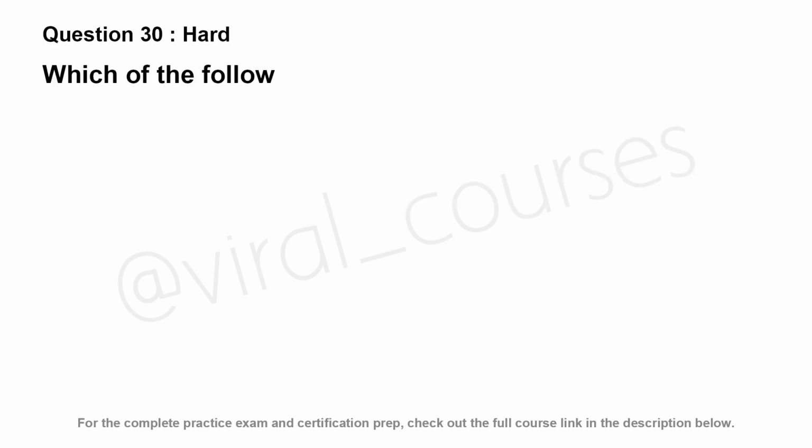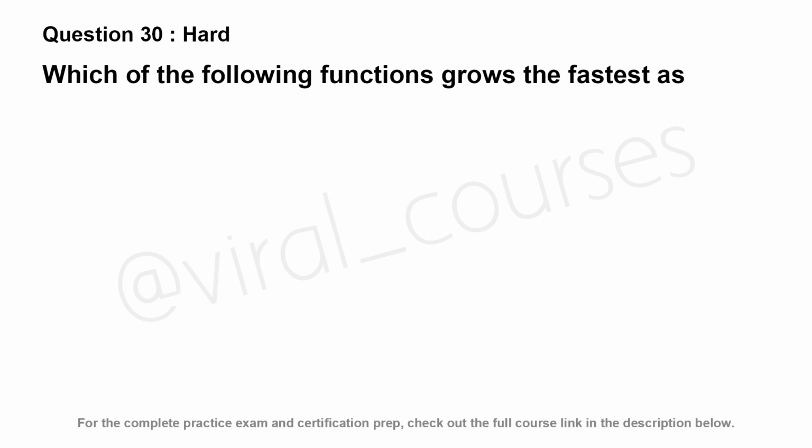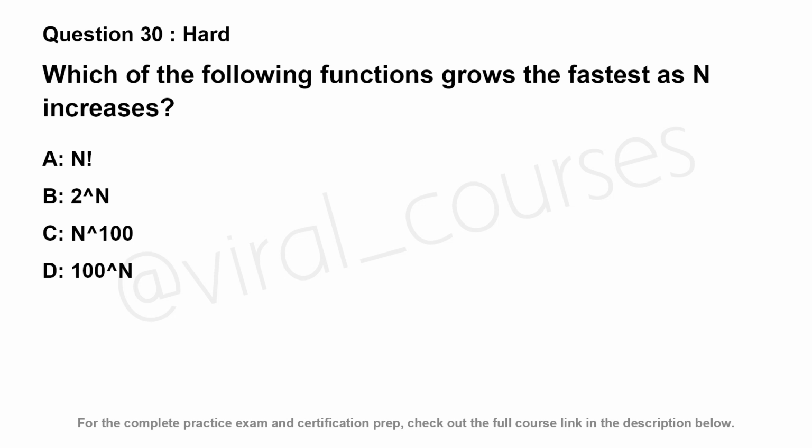Which of the following functions grows the fastest as n increases? Option A, n factorial. Option B, 2 to the n. Option C, n to the 100. Option D, 100 to the n.